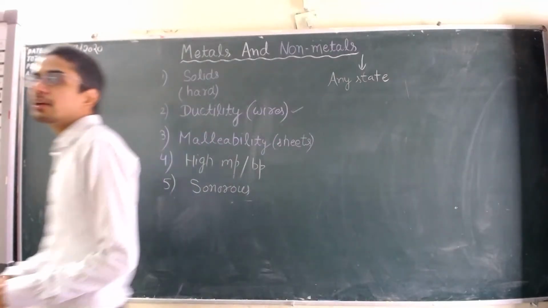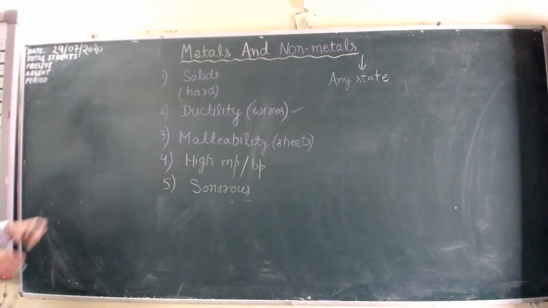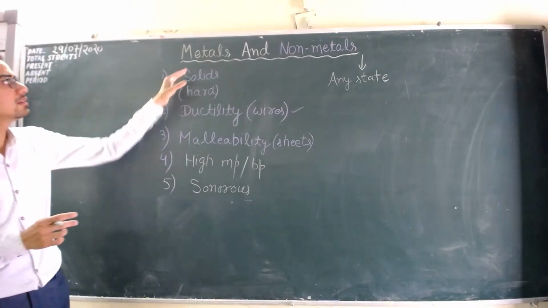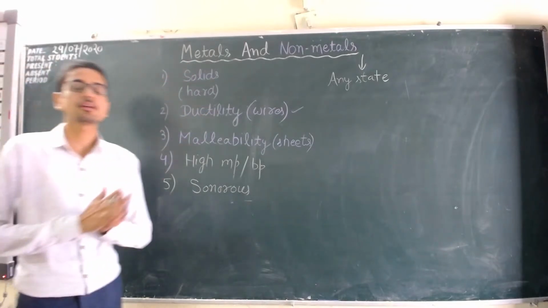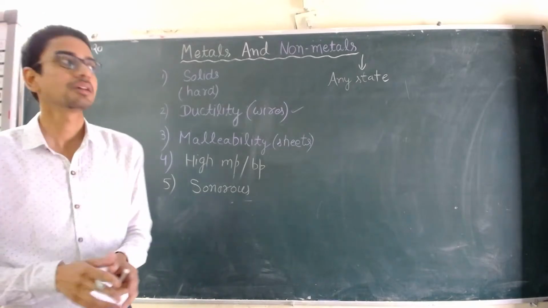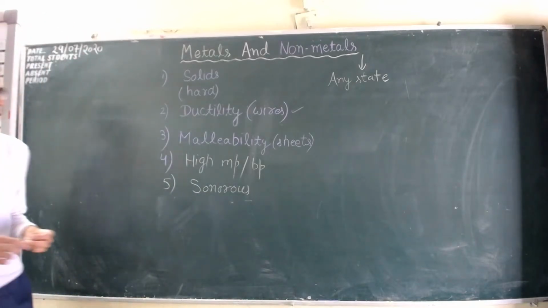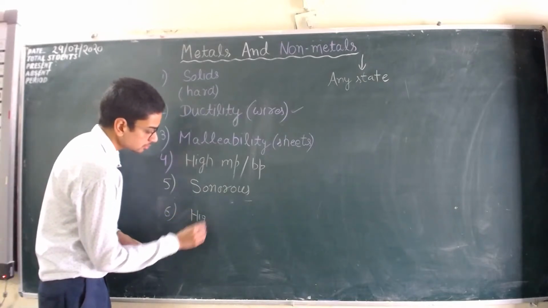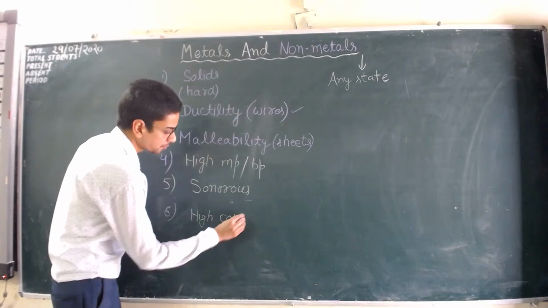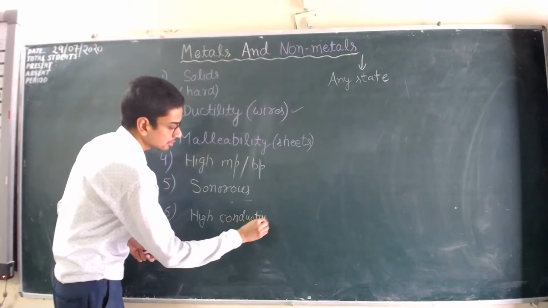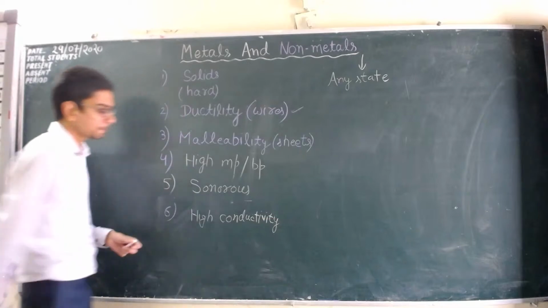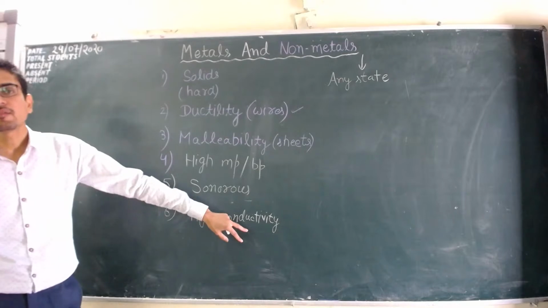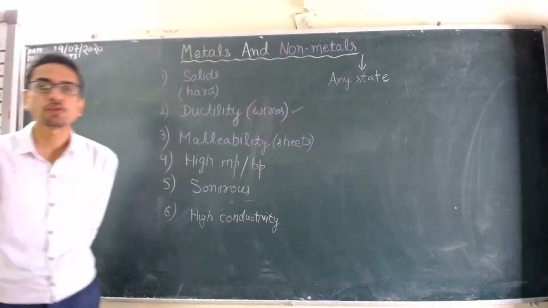Another property is conductivity. Conductivity means conductor of heat, light, and current. So metals are highly conductive of heat. Metals conduct heat very quickly. For example, you can write here: high conductivity. Metals are good conductors of heat and electricity, while non-metals are bad conductors of heat and electricity.